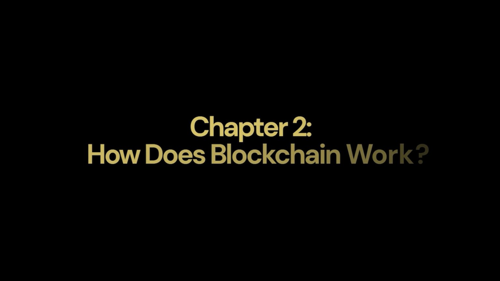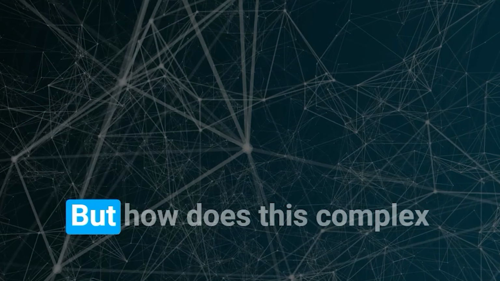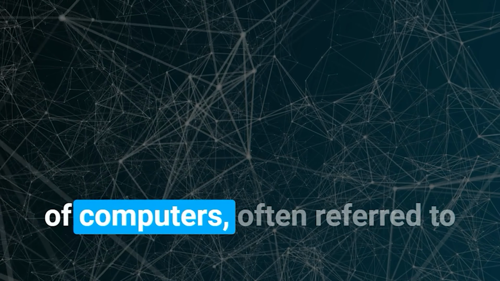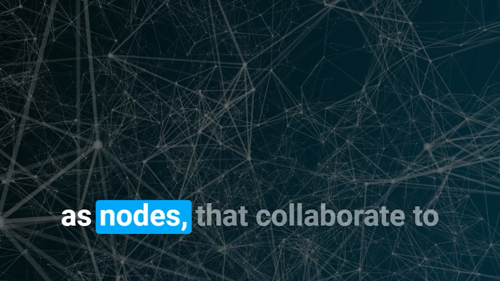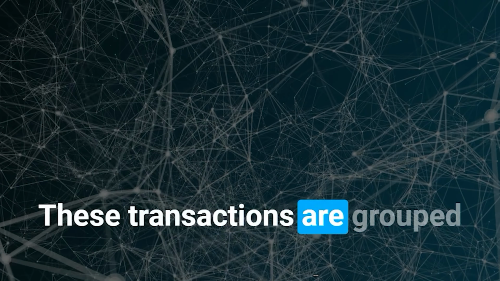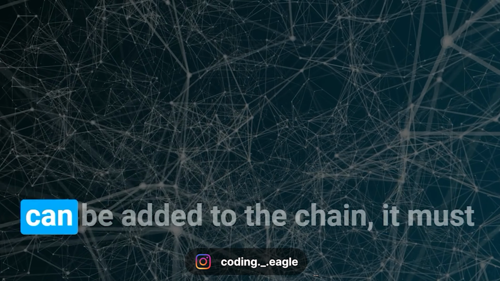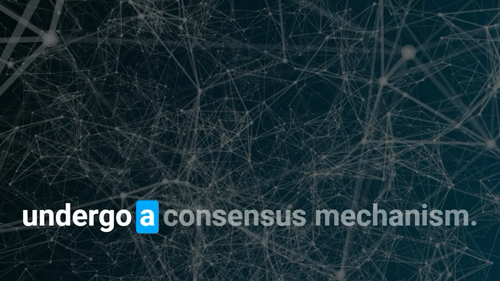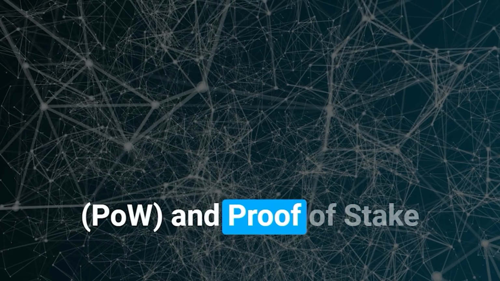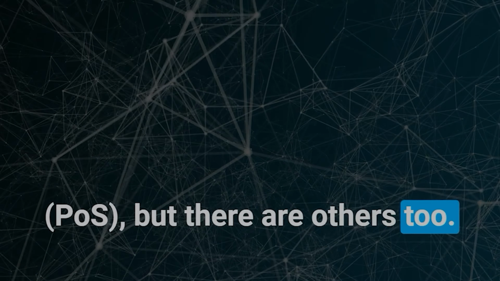Chapter 2: How does blockchain work? But how does this complex system actually work? Blockchain relies on a network of computers, often referred to as nodes, that collaborate to validate and record transactions. These transactions are grouped into blocks, and before a block can be added to the chain, it must undergo a consensus mechanism. The most well-known mechanisms are proof of work and proof of stake, but there are others too.